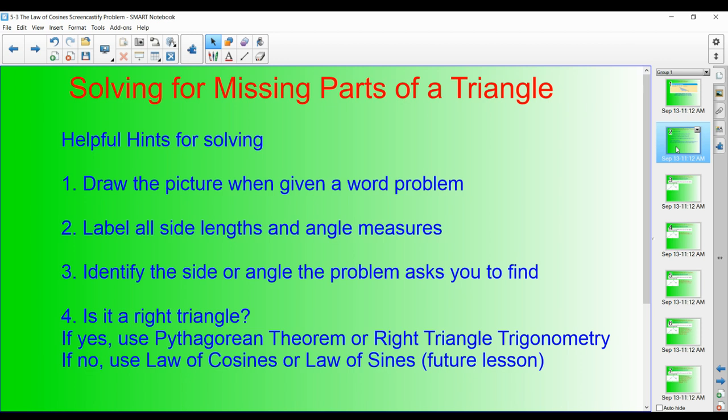Some things I want us to remember. Always draw a picture unless they've given you the picture, and then label it so that we know exactly what each side length is, what each angle measure is, and what we are trying to find. And since these are not right triangles, we're going to use the law of cosines.